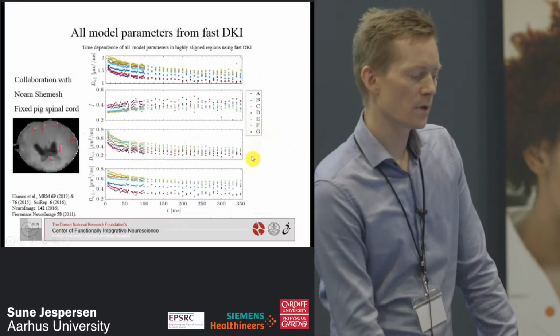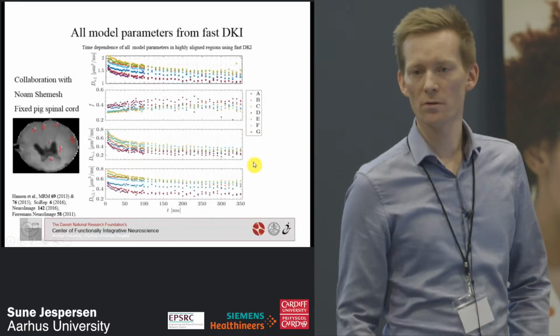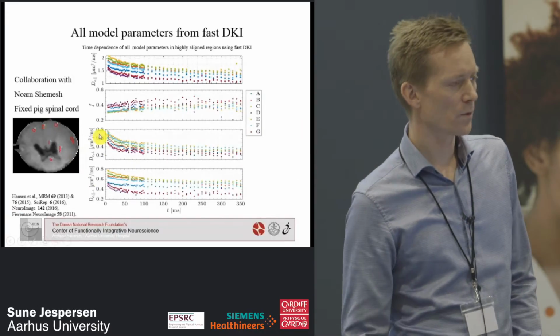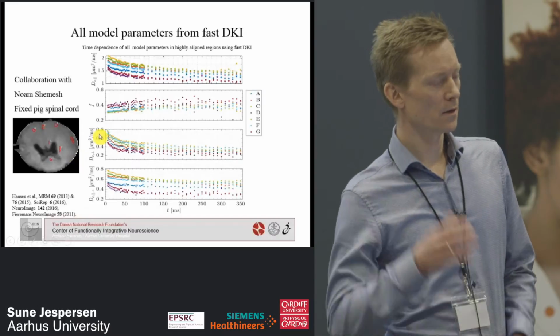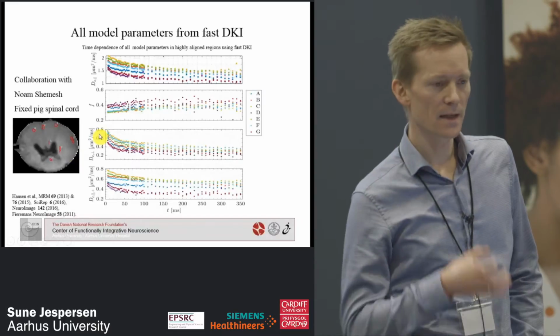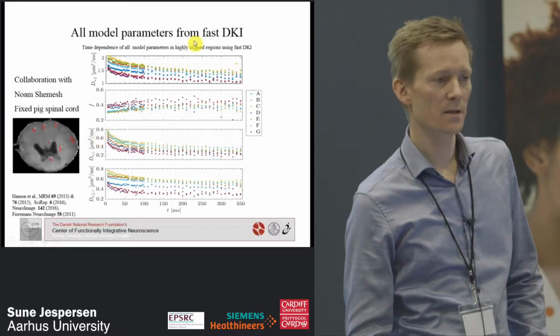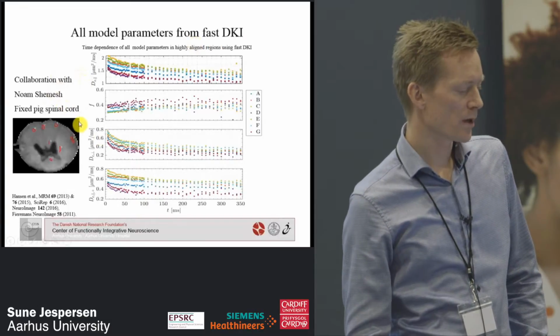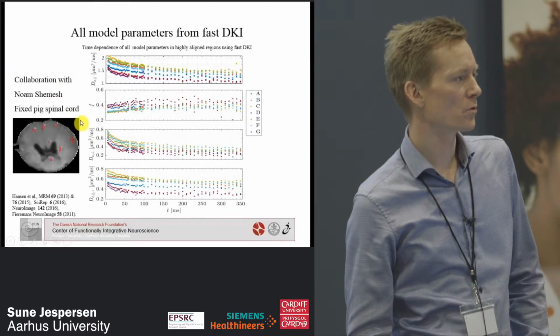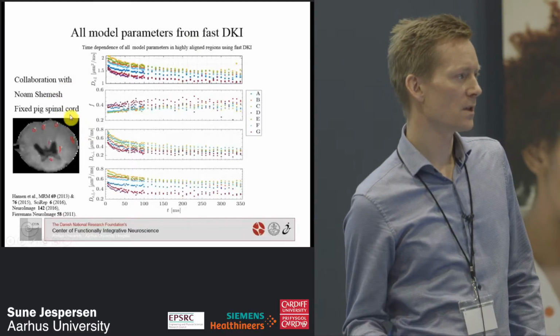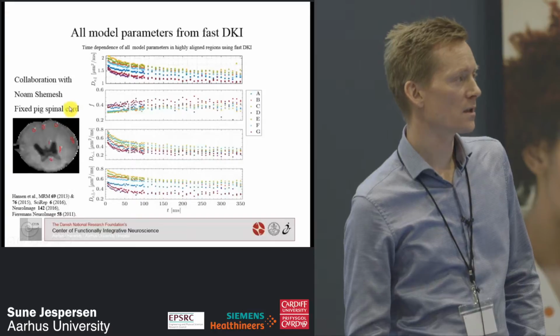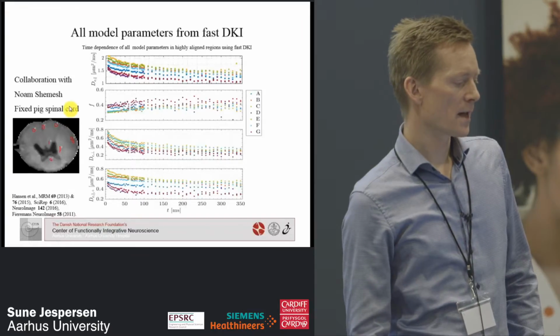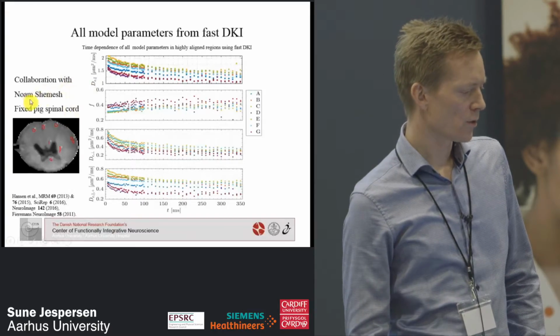However, if you go to very simple regions, for example spinal cord, where the axons and the dendrites are highly aligned, these relations simplify significantly, and it's actually possible to do this inversion, to estimate the intra-axonal diffusivities from the kurtosis tensor and the diffusion tensor. And we were able to do that with Noam Shemesh.